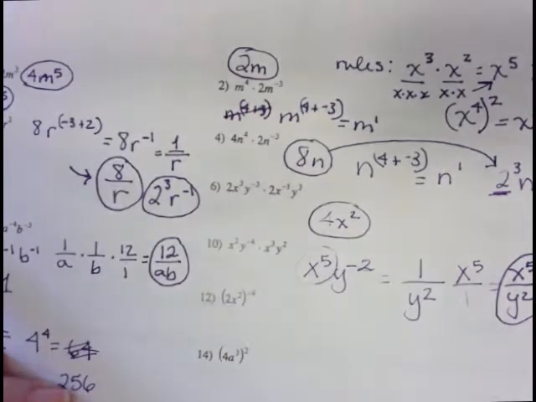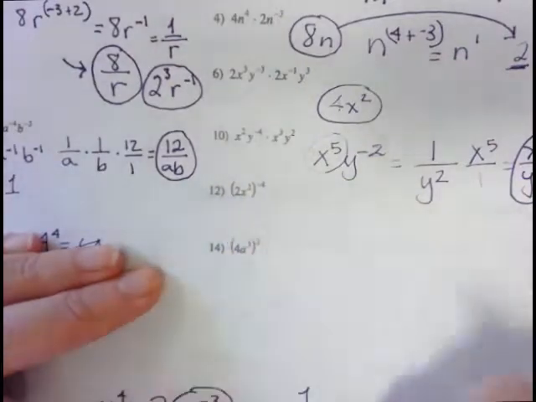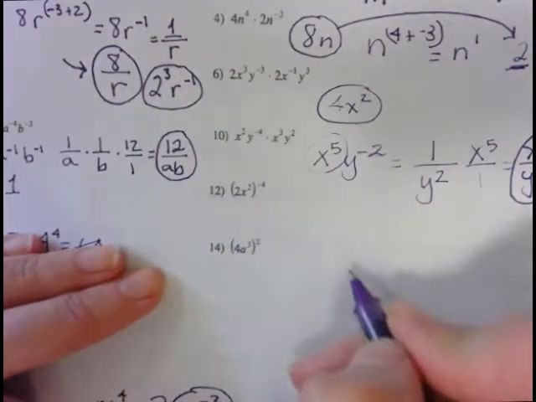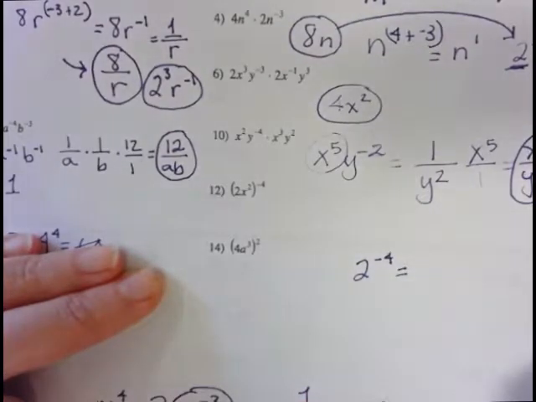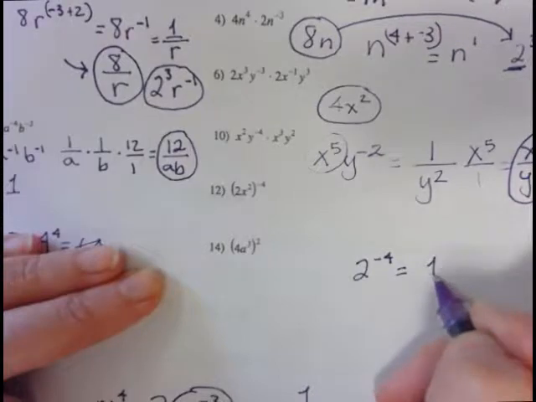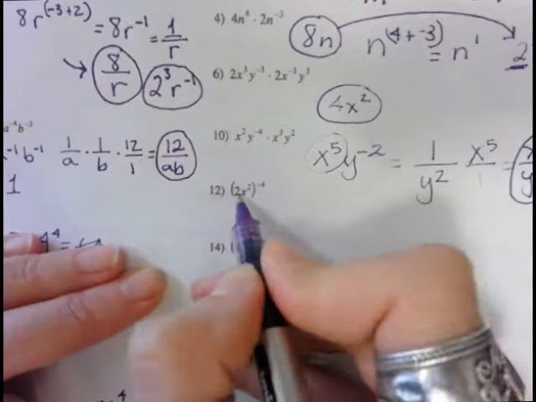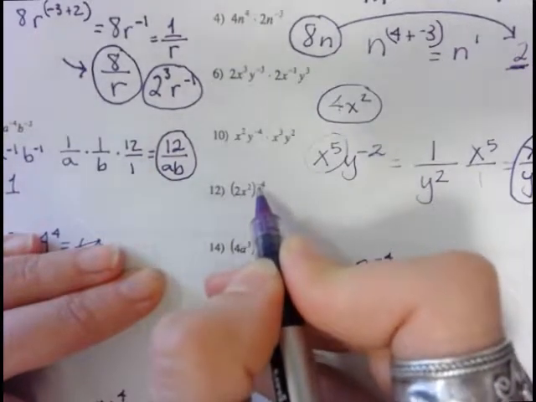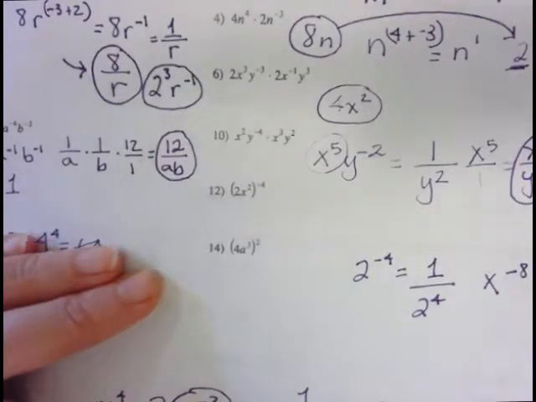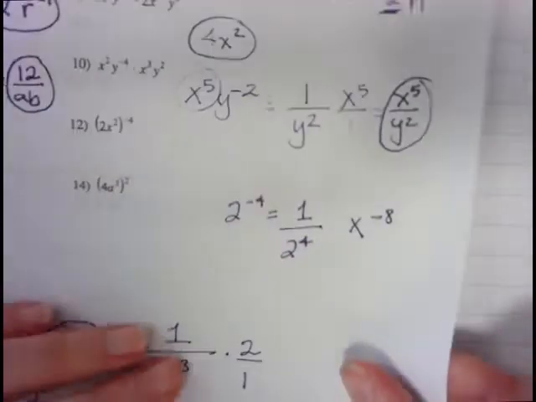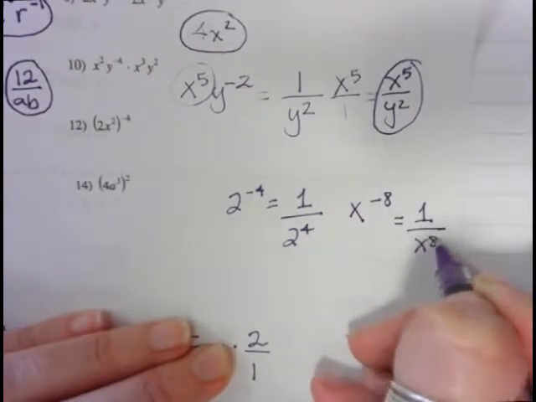Last two. 2 to the negative 4. Well, that's a little tricky, right? So I'm going to write it over here. 2 to the negative 4. What is 2 to the negative 4? It is 1 over 2 to the 4th. Okay? Then x squared to the negative 4 is going to be x to the negative 8. And what is x to the negative 8? X to the negative 8 is 1 over x to the 8th.